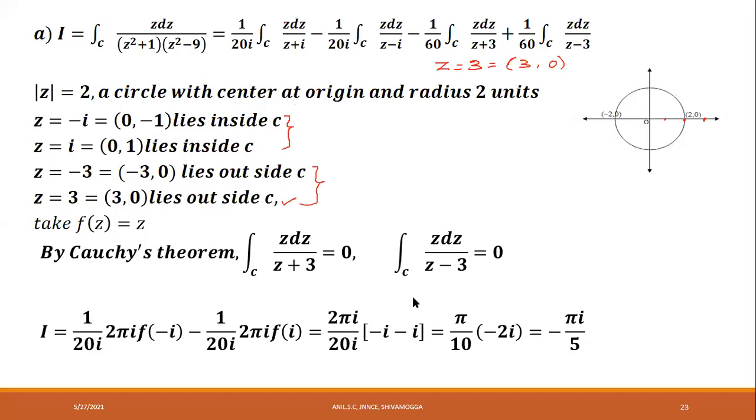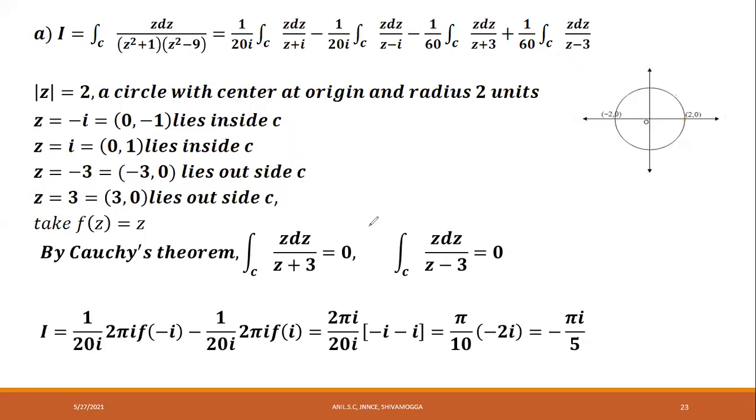If the point lies inside C, the integral formula is to be applied. If the point lies outside C, Cauchy's theorem is to be applied. Cauchy's theorem means you directly make the integral 0. See this integral, z plus 3. You make it directly 0 because this point lies outside C. For the same reason, you make this integral also 0 because this point z is equal to 3 lies outside C. Those two integrals are equal to 0.